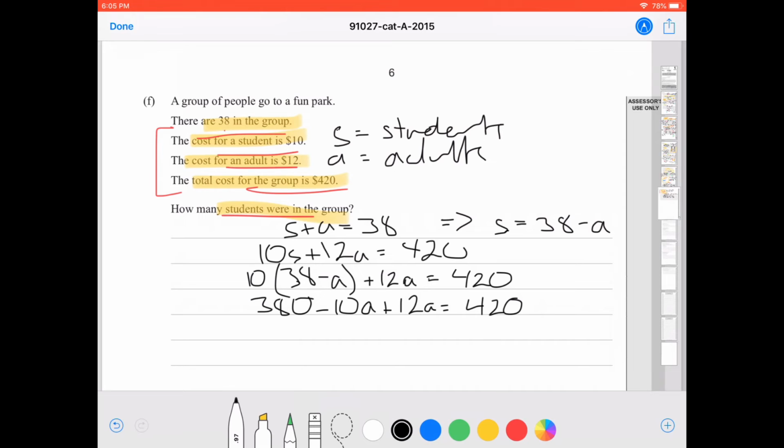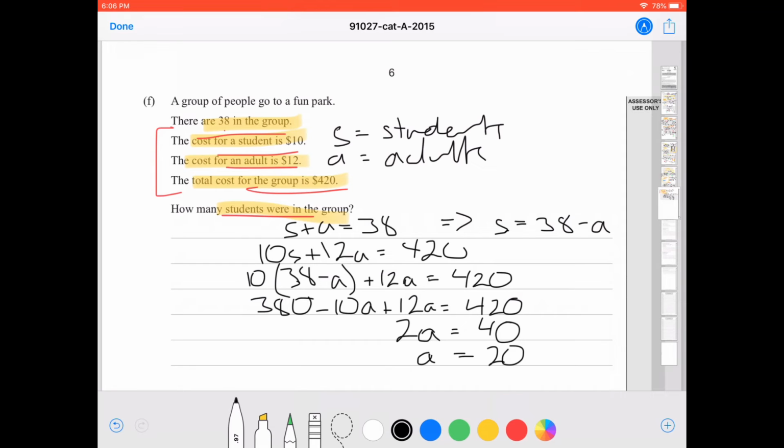So we can make A the subject. We're looking to solve for A. We'll bring 380 to the right hand side. Minus 10A plus 12A is 2A. And this equals 420 minus 380, which is 40. Okay, divide by 2 on both sides. 40 over 2 equals 20. So we have the number of adults in the group, that's 20.